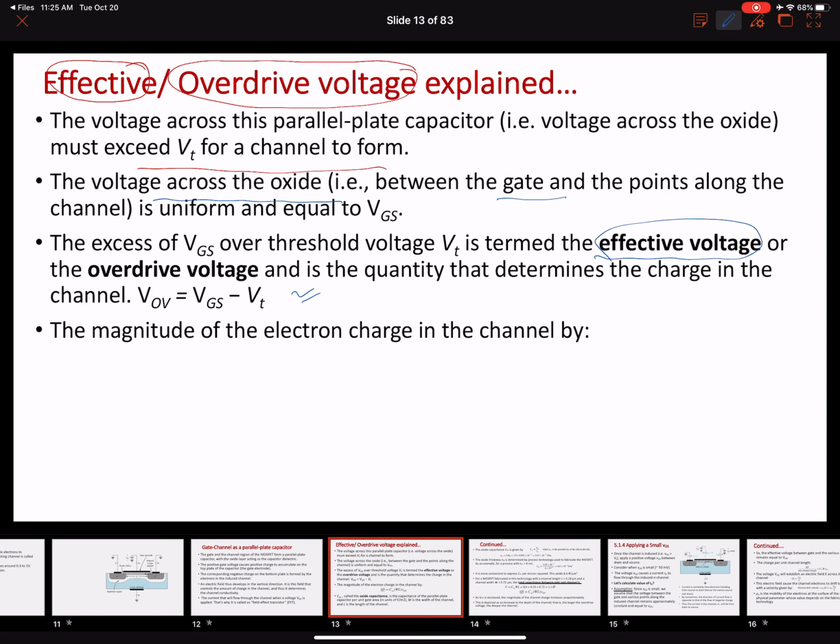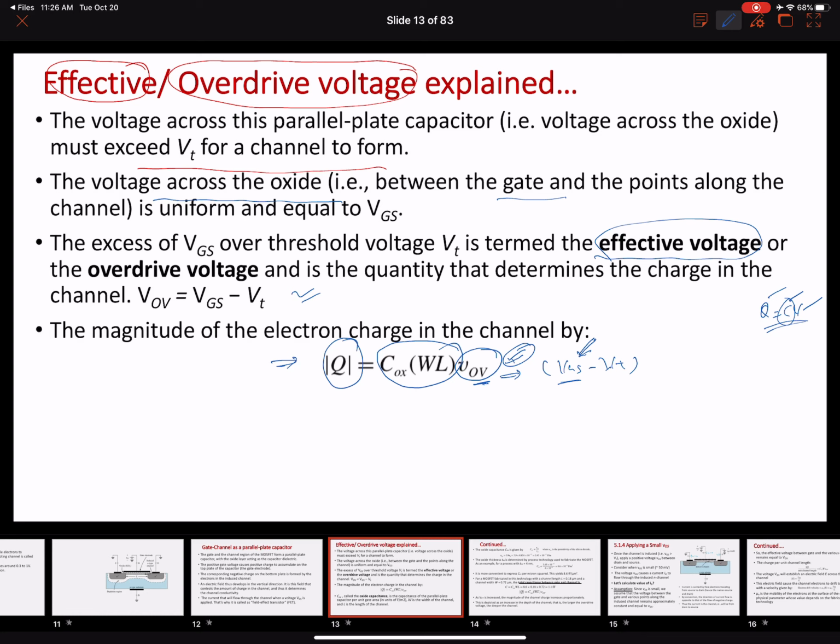Let's define the magnitude of the electron charge that will be accumulated in the channel. We know that Q is equal to CV, so it has to do with the voltage, the capacitance, and the charge. The total charge that will be accumulated is given as here. This is the magnitude of the charge. It will depend on the capacitance and the voltage, so it will depend on the overdrive voltage. You can write this VOV as VGS minus VT. If you increase the VGS or the overdrive voltage, your charge accumulation will increase. The second quantity depends on the capacitance: more capacitance, more charge accumulation.